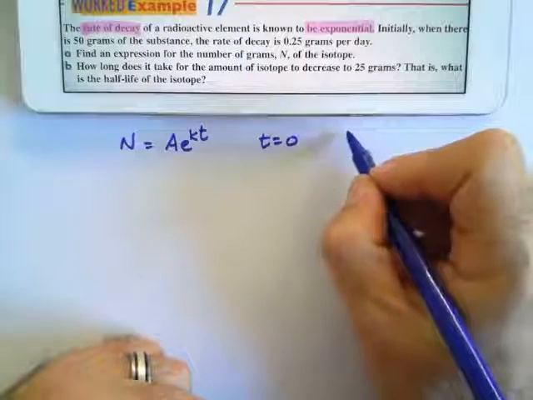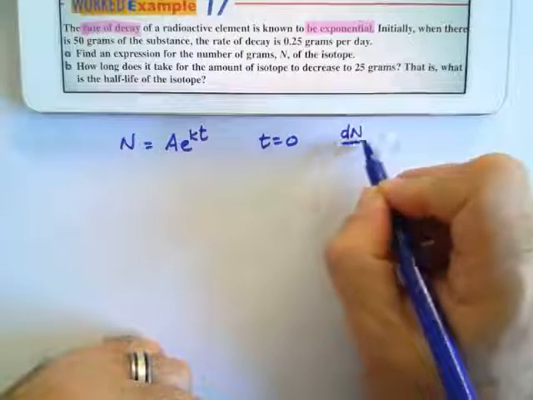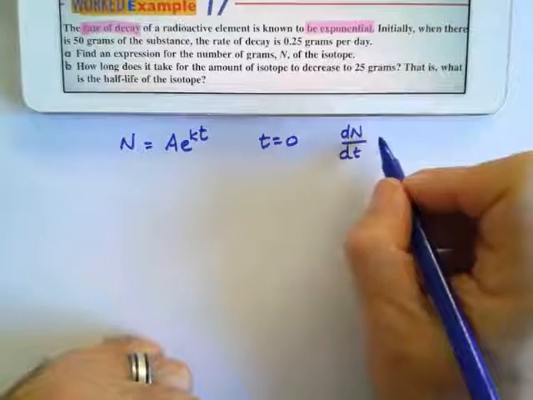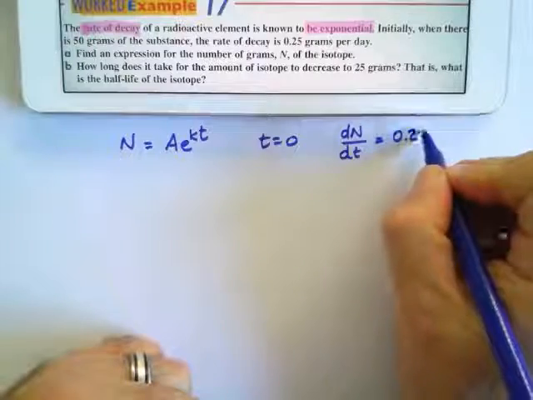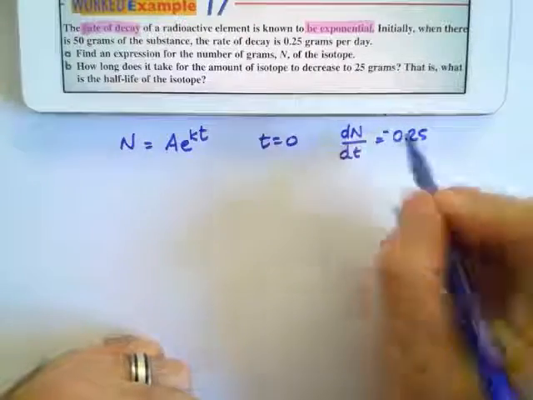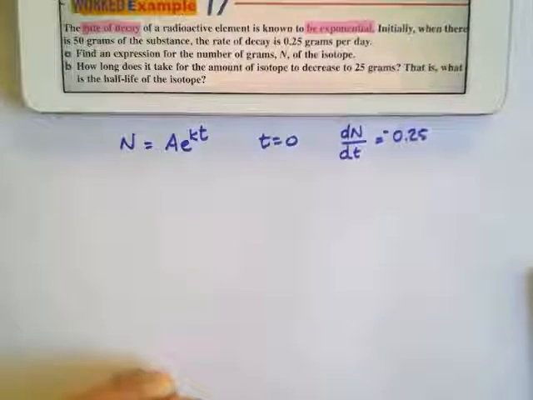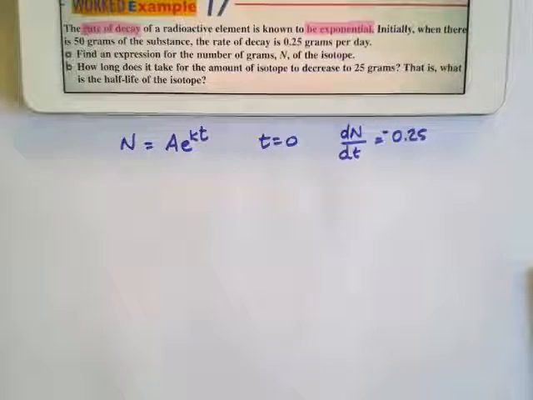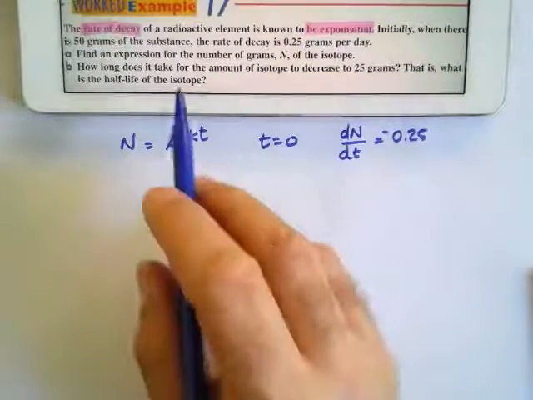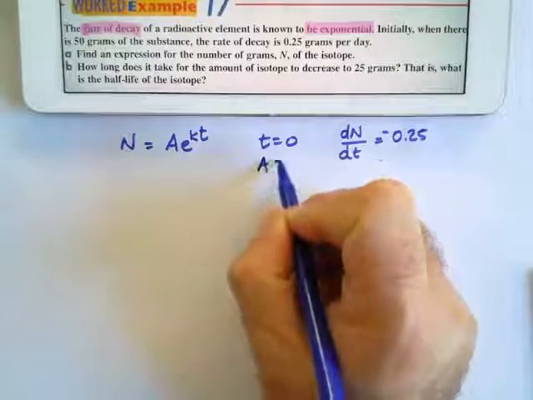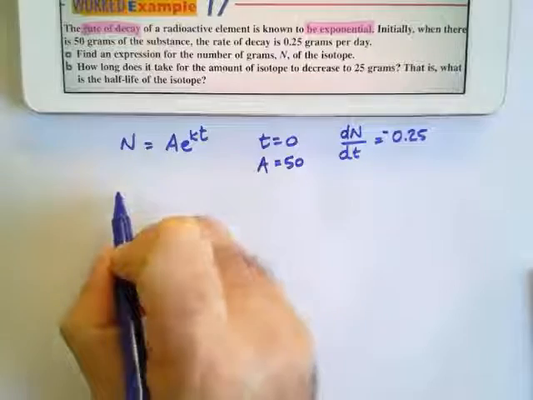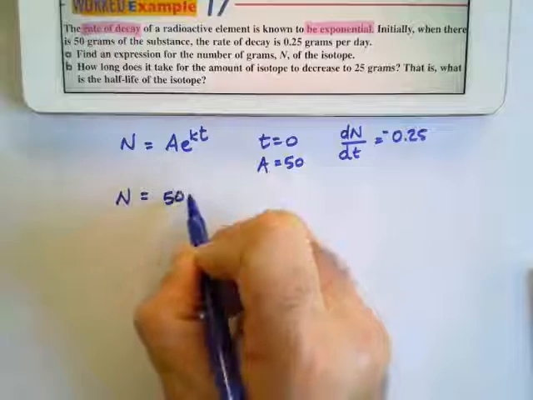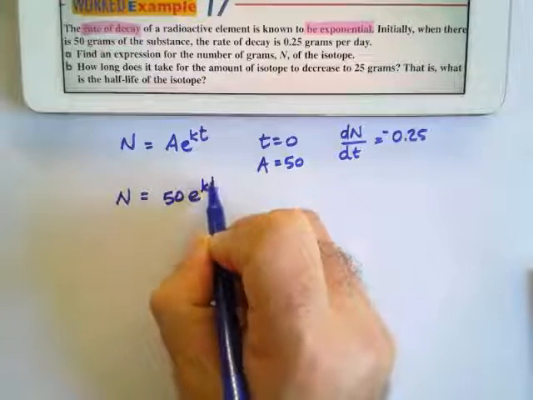Now, the rate of decay means dN, how much decay there is per time, is 0.25 grams per day. Because it's decay, it's going to be negative 0.25. So we also know that at the start, initially, A equals 50 grams. So I can see that N equals 50 e to the power kT.